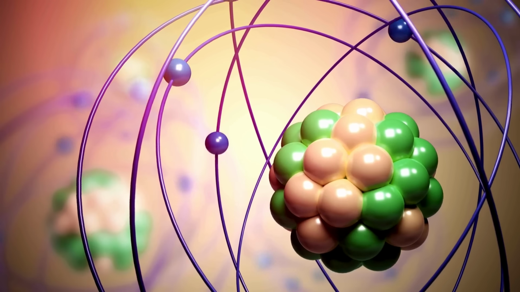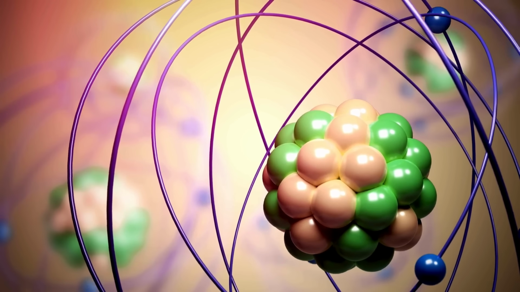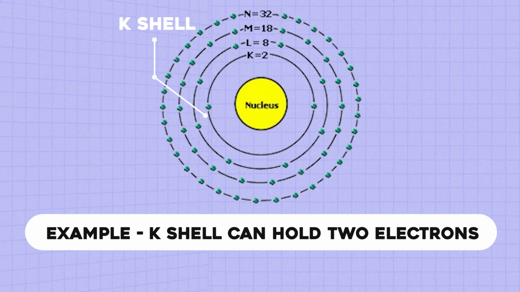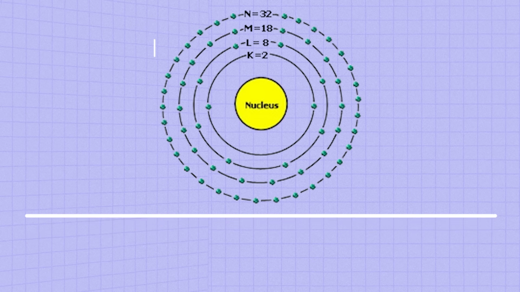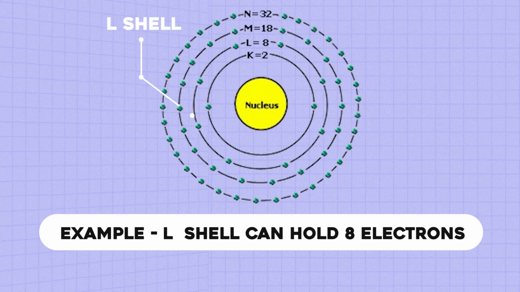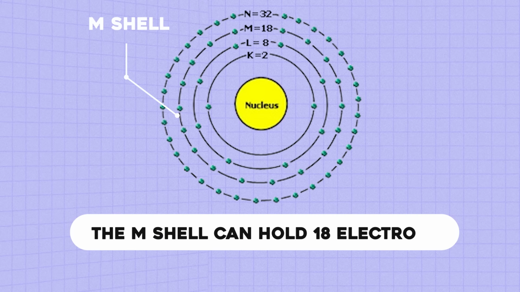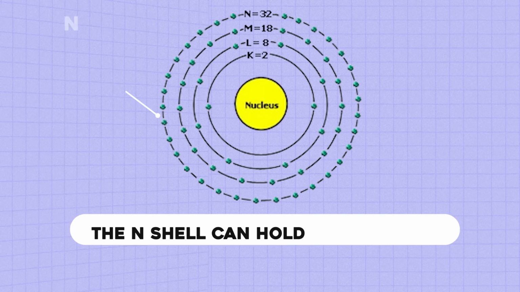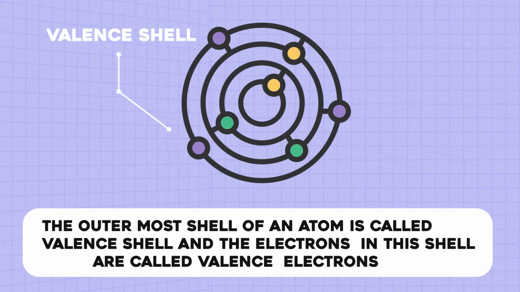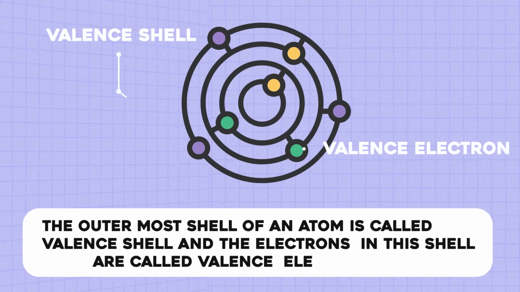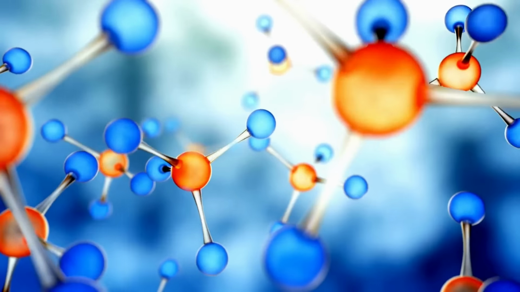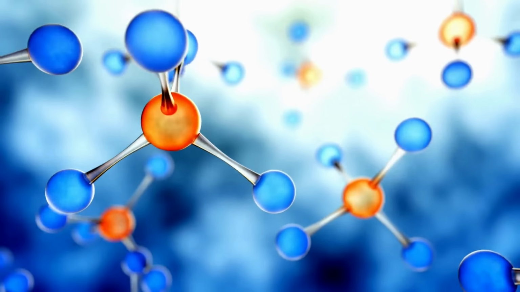Each shell can hold only a certain number of electrons. For example, the K shell can hold 2 electrons. The L shell can hold 8 electrons. The M shell can hold 18 electrons. And the N shell can hold 32 electrons. The outermost shell of an atom is called the valence shell, and the electrons in this shell are called valence electrons. These electrons decide how the atom will bond with other atoms.